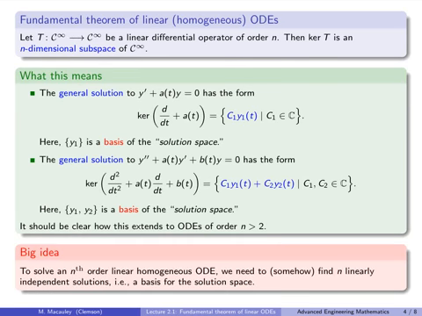Let's summarize what we learned. Here's the big idea. To solve an nth order linear homogeneous ODE, we need to somehow find n linearly independent solutions. If we do that, we'll have a basis for this solution space. In that case, our general solution will be of the form c1 y1 plus up to cn yn, where the yi's form our basis.